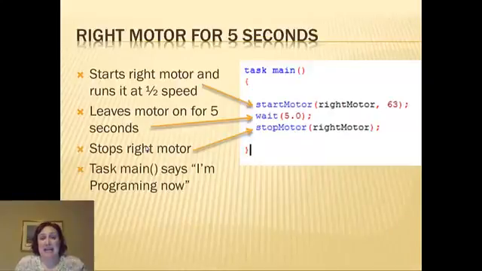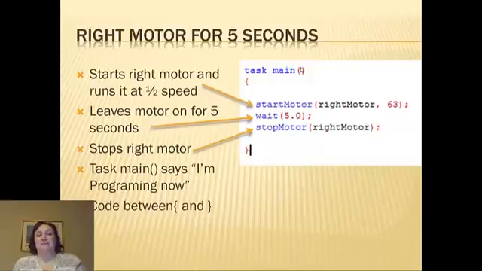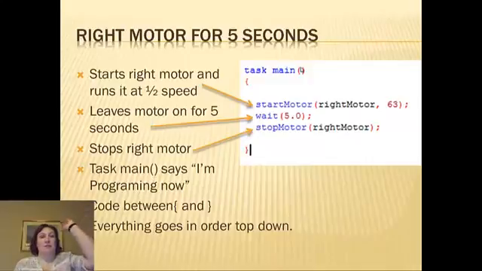The task main up here at the top says I'm programming now. Everything below task main is code, unless you use your little comment thing and green it out. If you green it out, then it's not code anymore. So all the code goes between the open and closed curly brackets. Everything goes in order from top down. If you want to press the bump and then have something start, you have to have until bump before the something. I got so many people who put the bump somewhere weird and then they don't understand why it doesn't work. Whatever your first thing is has to be the thing on top.